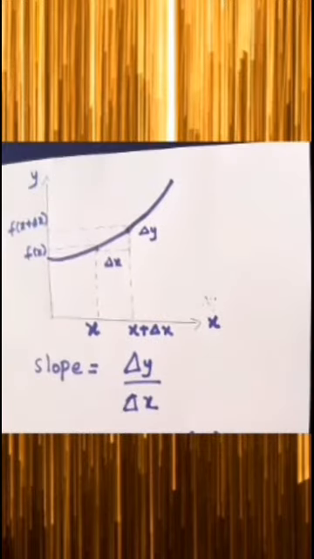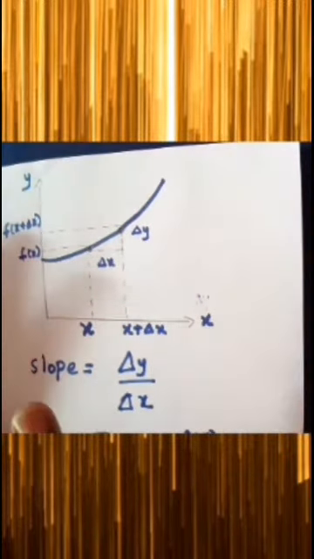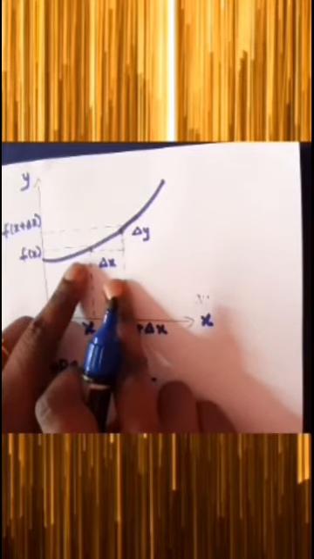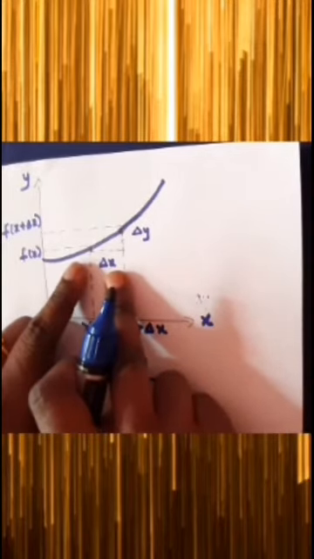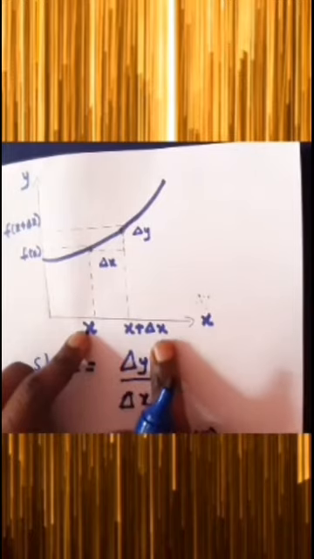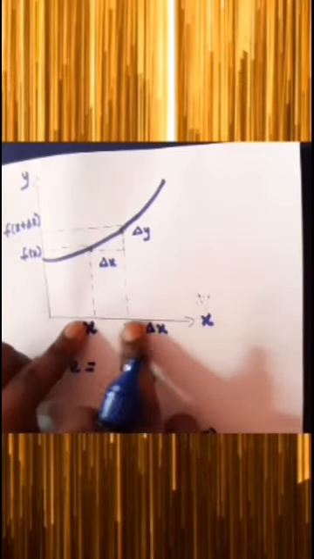What we have done in this particular video, actually, we have taken the slope. We have to find the slope of the curve. So we know the slope is delta y by delta x. How are we going to calculate delta x? We have to find the length of this value. So I have taken this point as x and this point as x plus delta x. Delta x will be x plus delta x minus x. That will give you the length of this delta x.